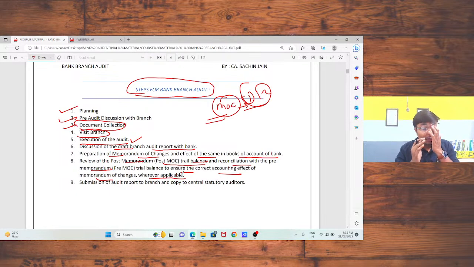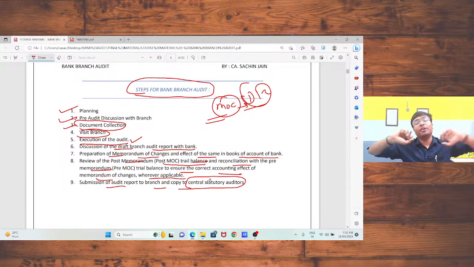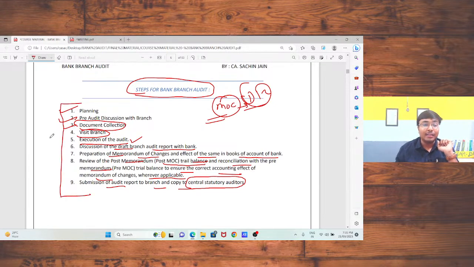because your correct reporting, your correct finalization, your correct putting the same in the books of accounts of that bank is required. Okay, then submission of audit report to the branch and copy to the central statutory auditor, because one copy of your report is also going to the central statutory auditors. So this is your responsibility to do the audit in this way. So we had just prescribed the way.